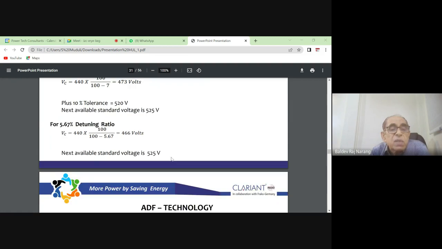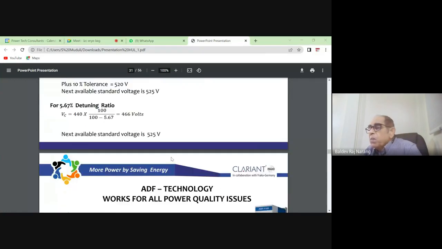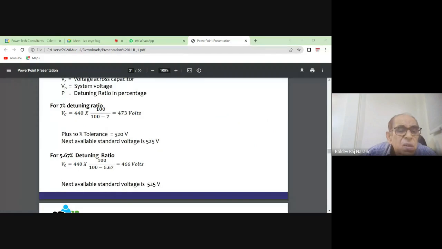So let's go to the next one. No, the same. The last one was there. Some 14%, I think it was shown, in the earlier slide. Oh, that is 5.67%, which is a better tuned one. There, the voltage will not be 7%, it is 5.6% more. So it's slightly different. So let's go to the next one then.